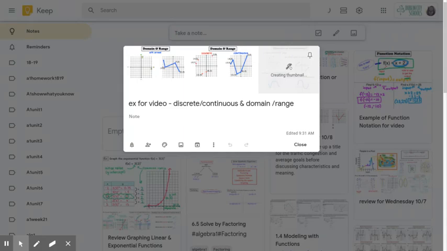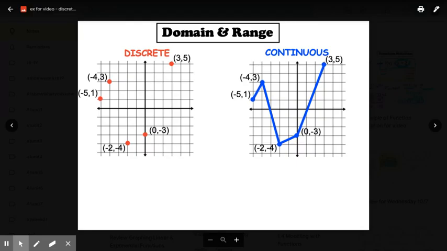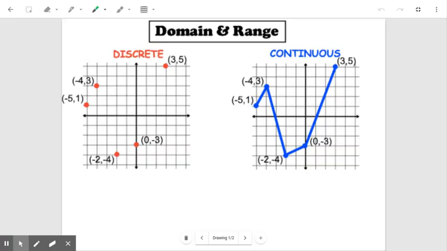So, how do we need to use that? Well, we need to talk about domain and range and how they change the way we write them, whether the graph is discrete or continuous. Now, I'm going to start with this continuous graph on the right.